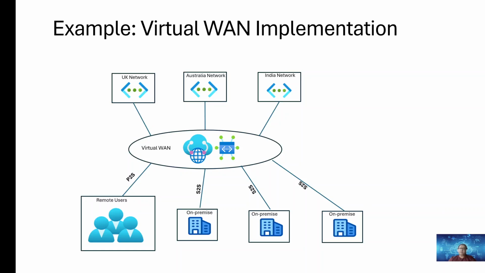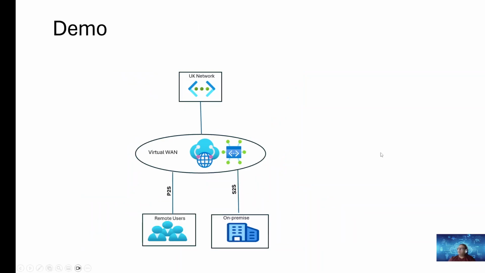So now let's go to the demo here. The demo which we are going to create and see is, let's have a point-to-site and an on-premise site-to-site, and we'll deploy a virtual WAN, and also we will have an internal VNet which we can connect to the hub.